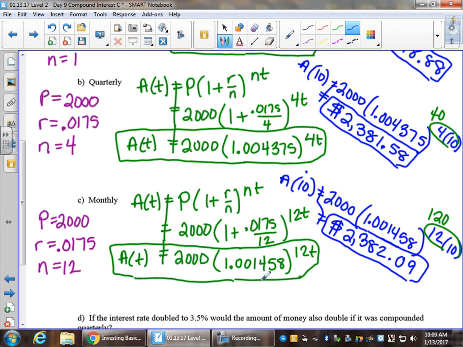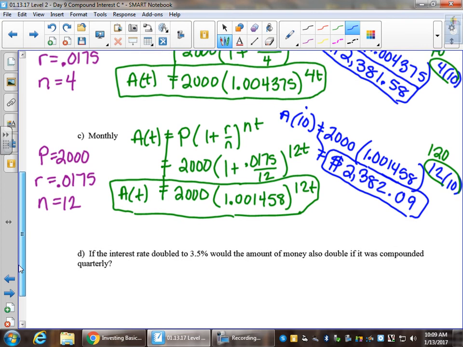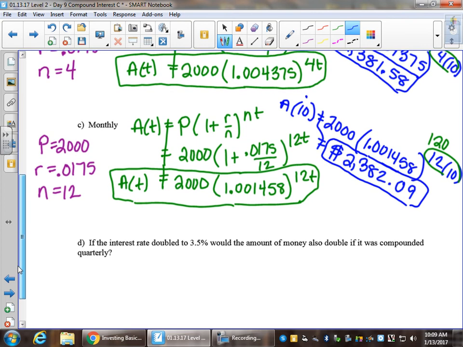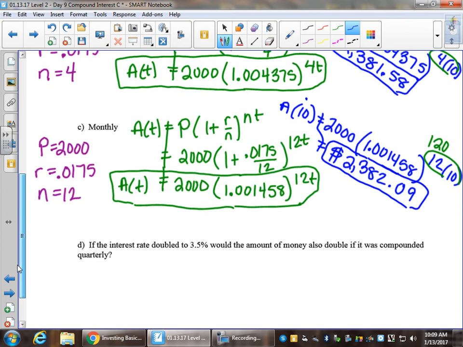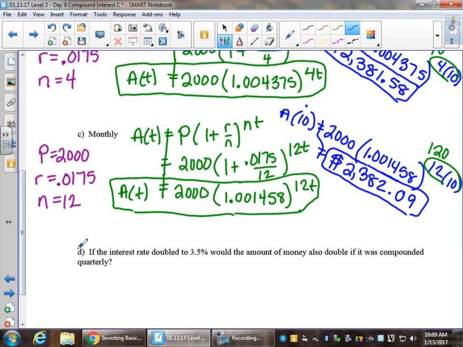Yes. Now, D says, if the interest rate doubled to 3.5%, would the amount of money also double if it was compounded quarterly? That's a valid question. Like, if we double interest, do we get double money? Who thinks yes? Who thinks no?